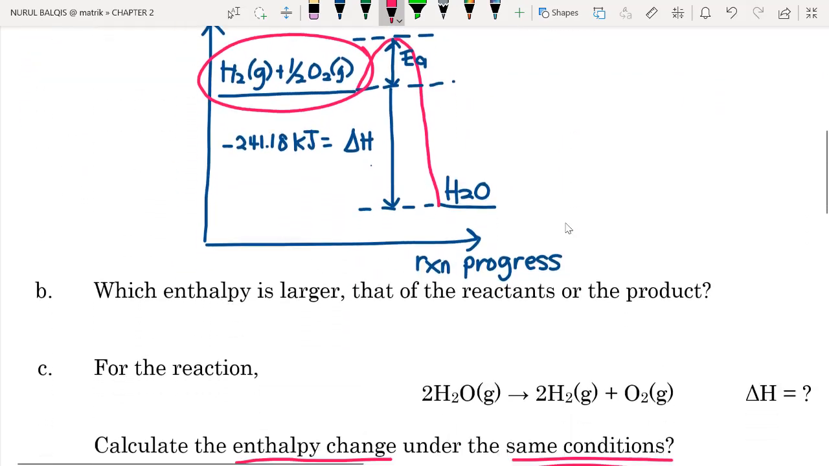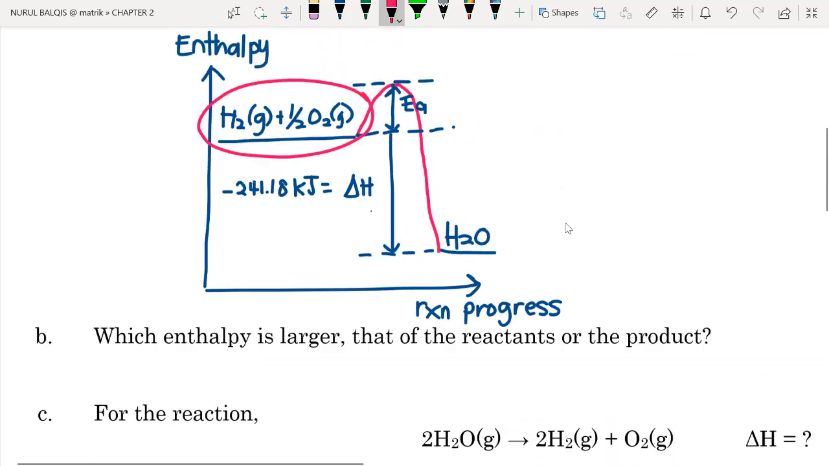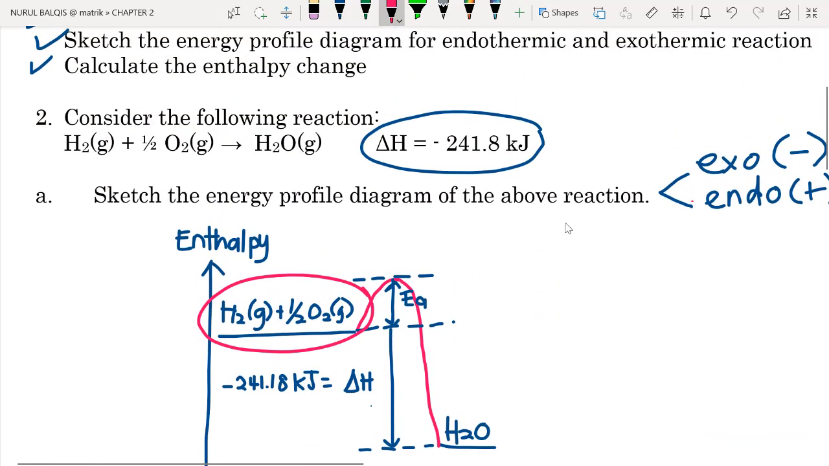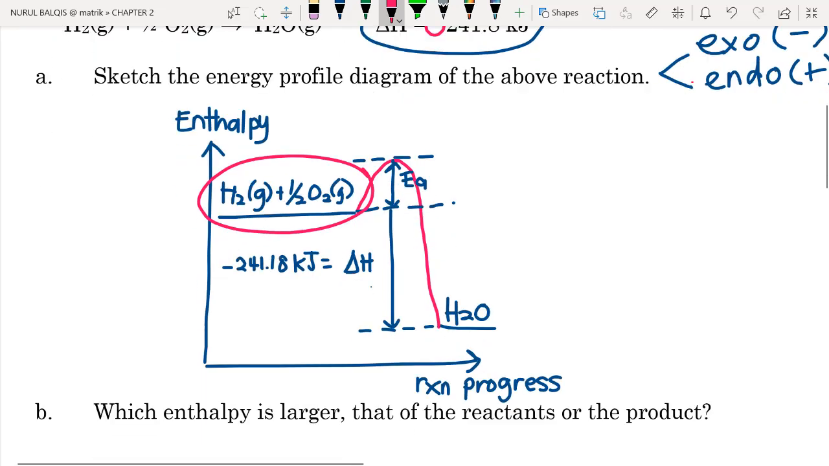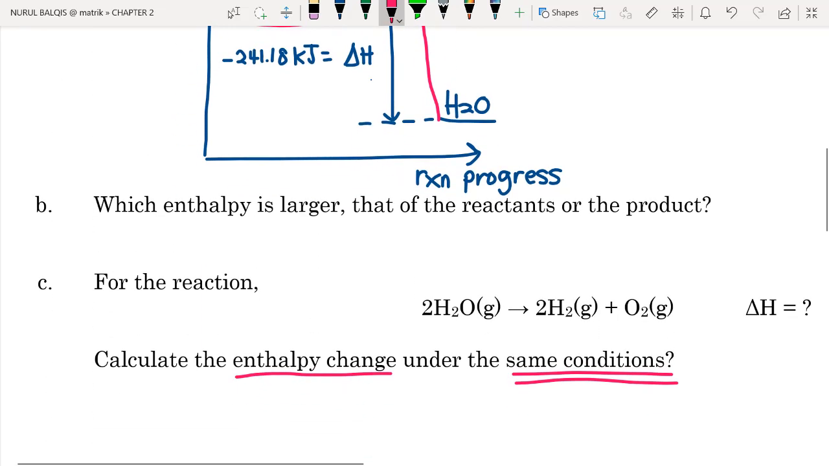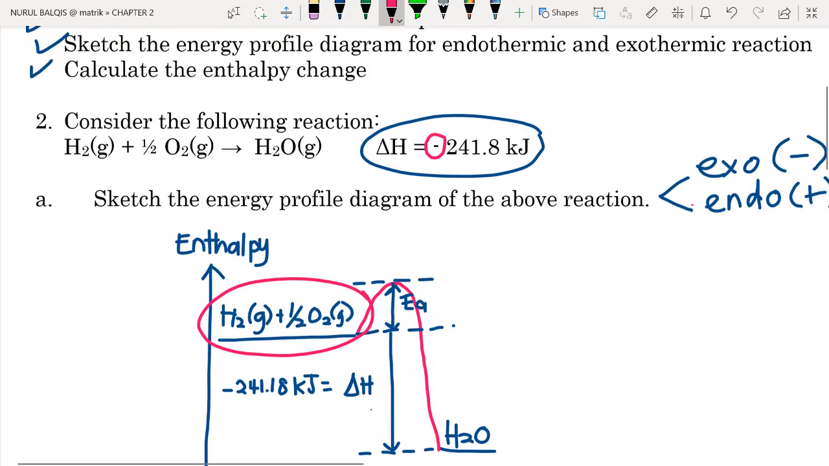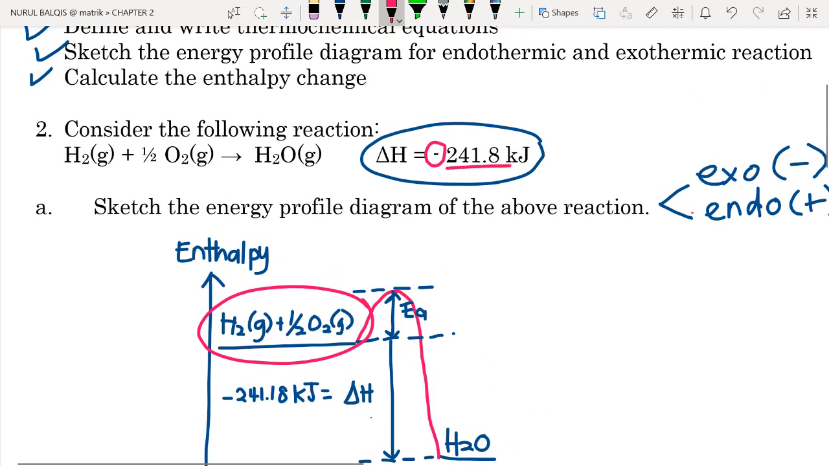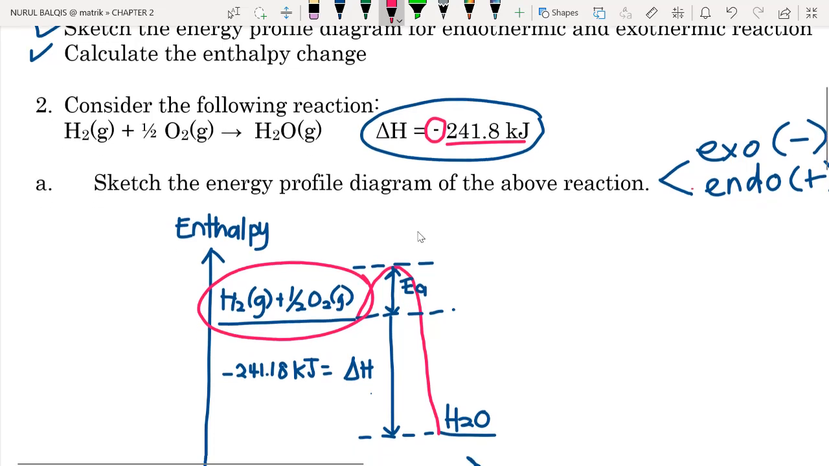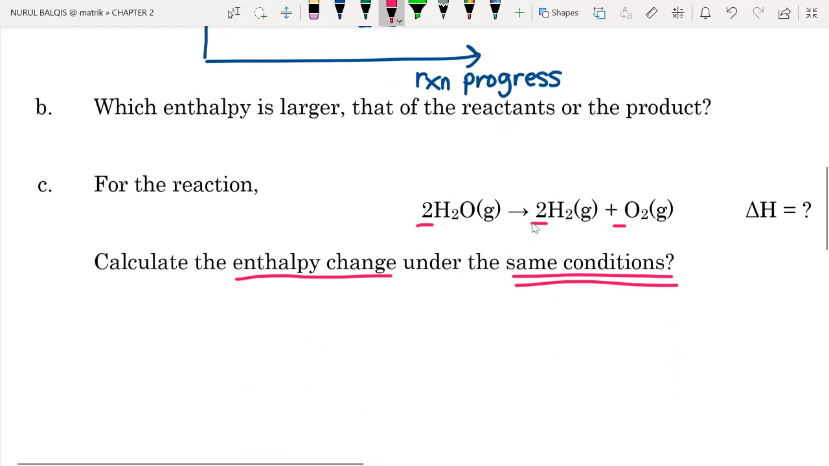So once the equation is reversed, then you need to change the sign of this enthalpy. Apart from that, the number of moles also changes. So once the number of moles changes, it will also affect the magnitude of your delta H. So by using the information we have in here, we need to apply it to our targeted equation here.